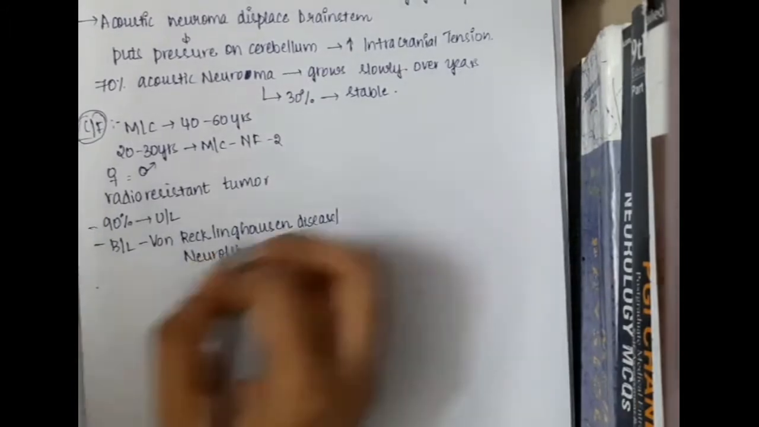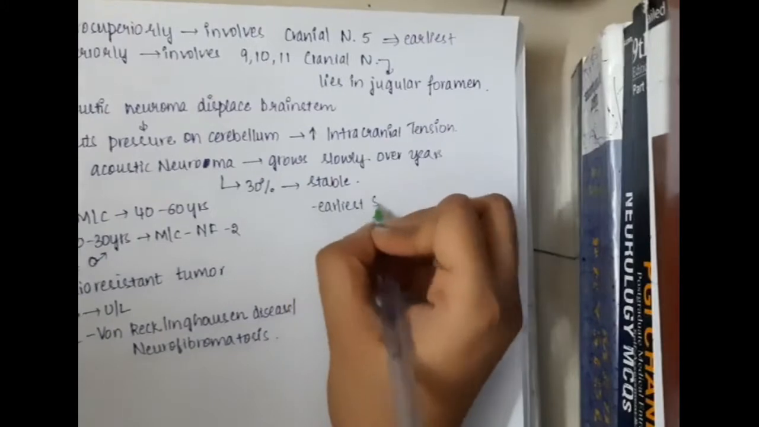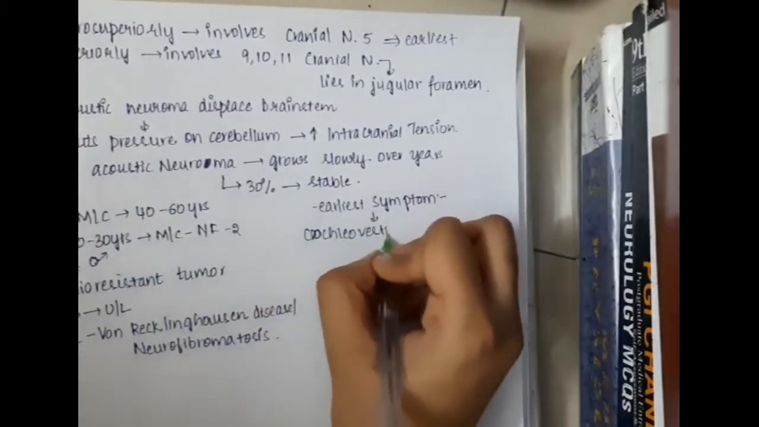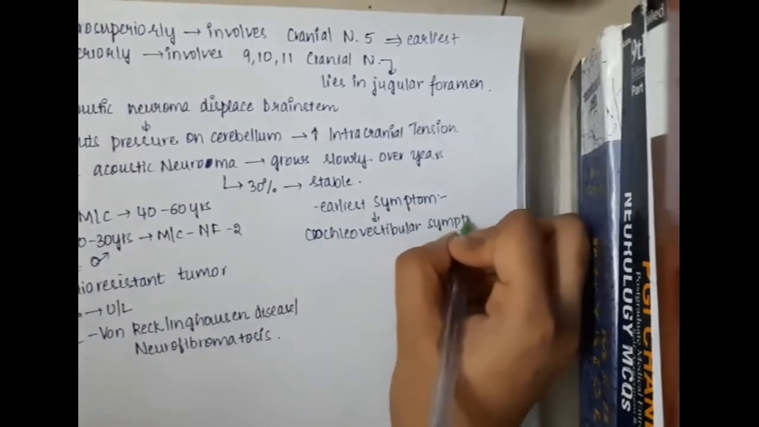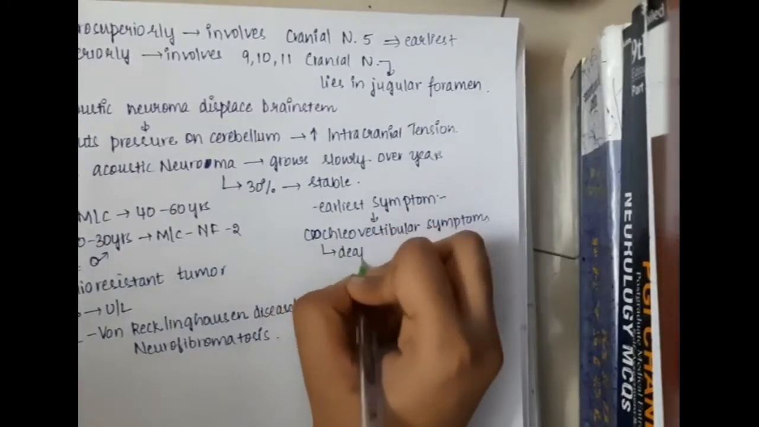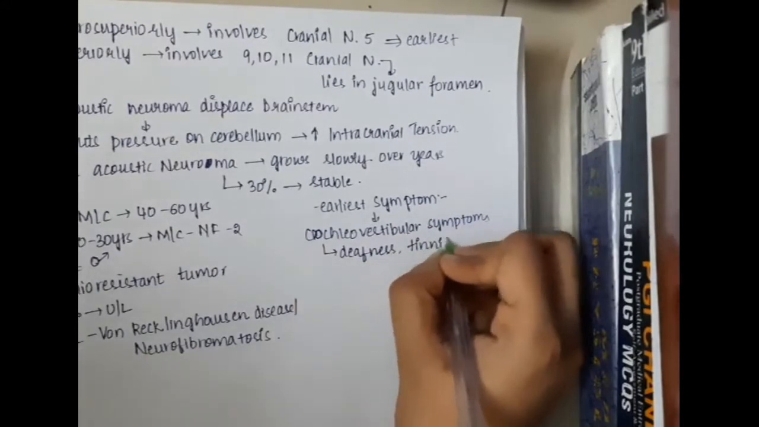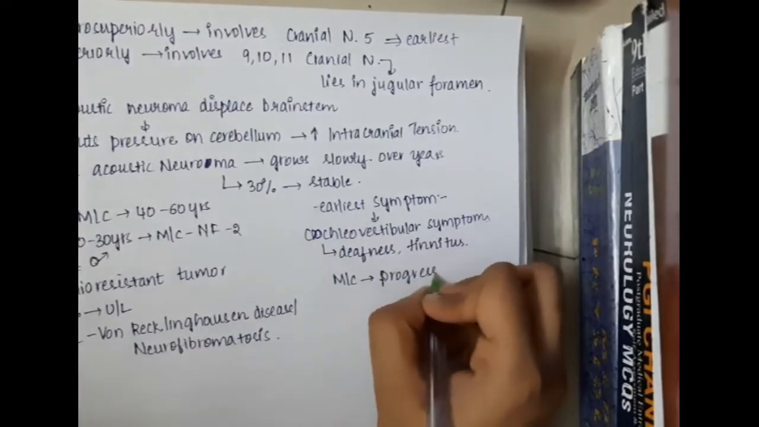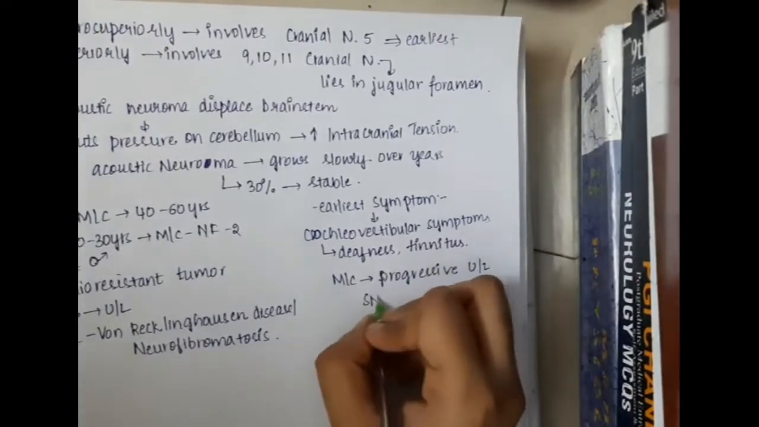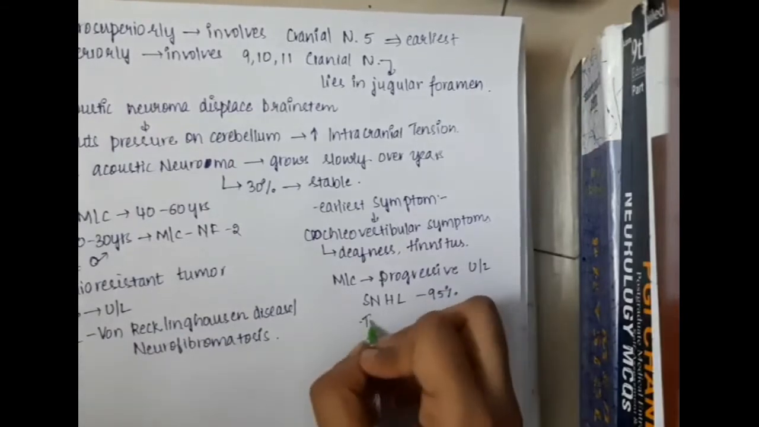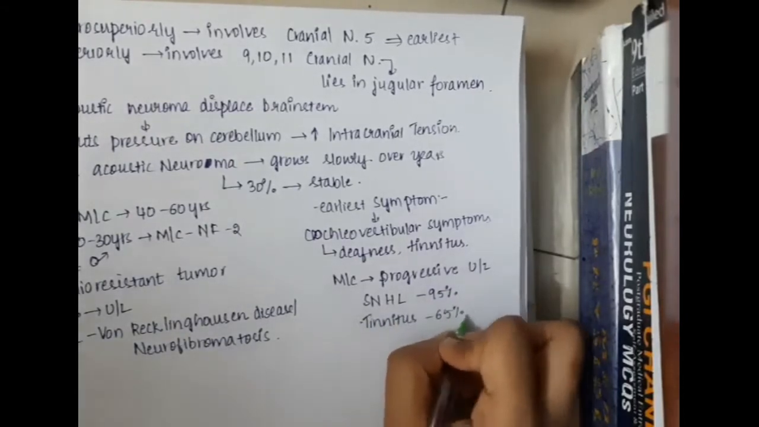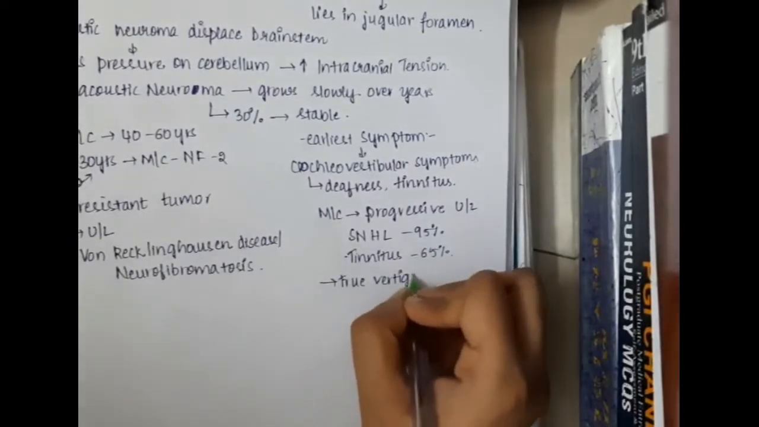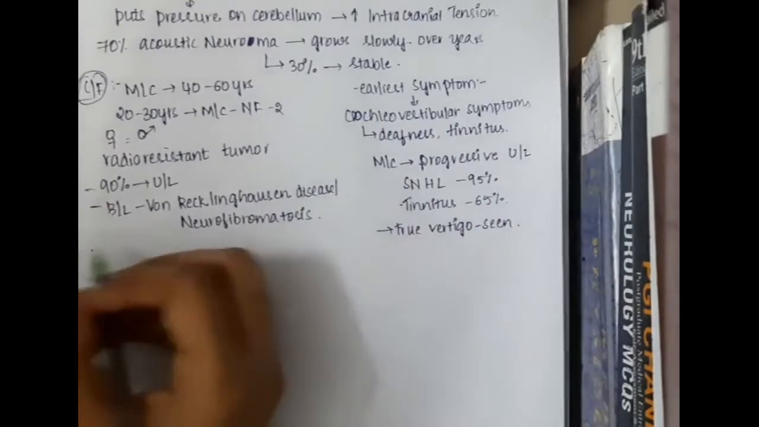Now the symptoms. The earliest symptoms of vestibular schwannoma are cochleovestibular symptoms, where you will see deafness and tinnitus. Progressive unilateral sensorineural hearing loss is seen in 95% of cases, and tinnitus is seen in 65% of cases. Sometimes true vertigo is also seen.